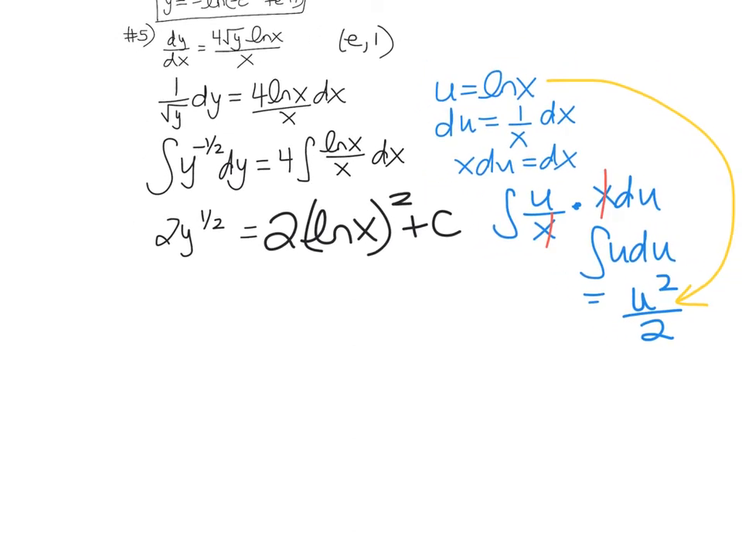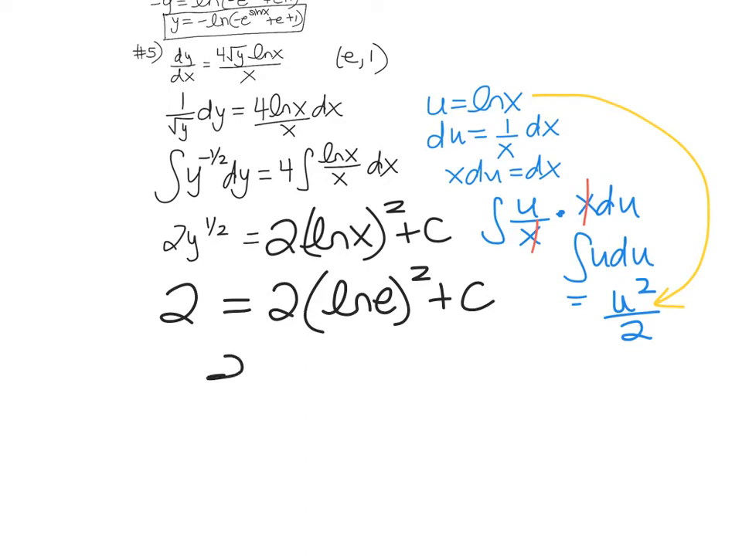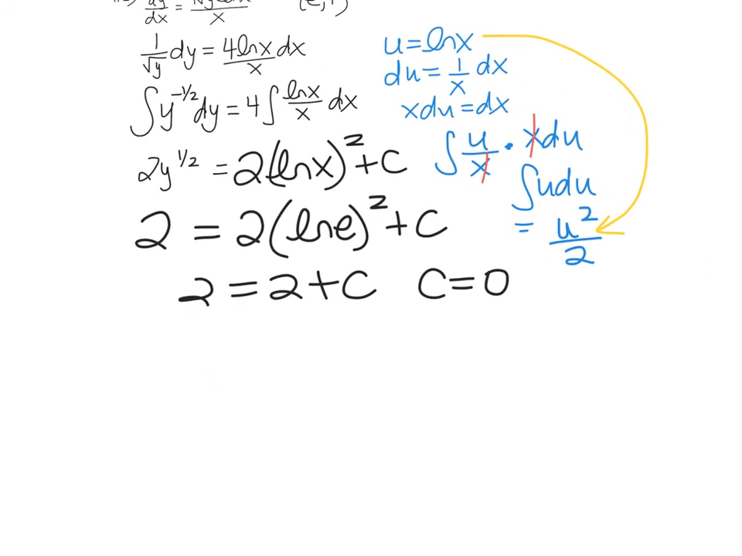All right, let's keep going. We're going to plug in e for x and 1 for y. So we get 2 times 1 to the 1/2, which is just 1, the square root of 1 is 1. And then we have 2 times ln e squared plus c. ln e, of course, is 1. 1 squared is 1 times 2 is 2. So 2 equals 2 plus c. C is 0. It's kind of fun. C is 0.